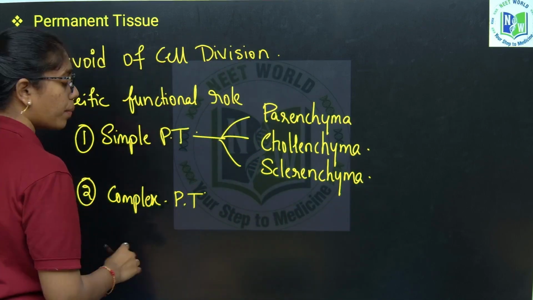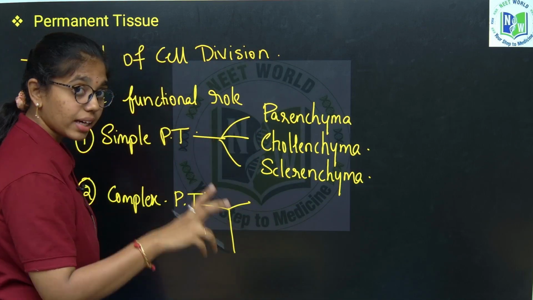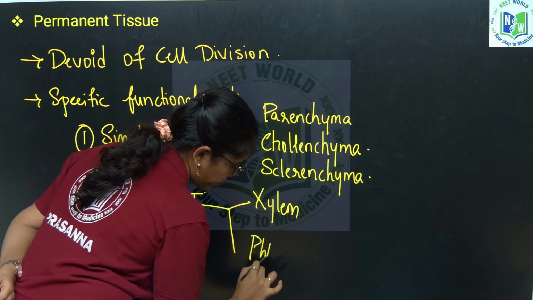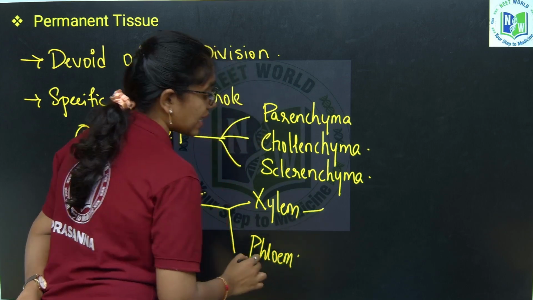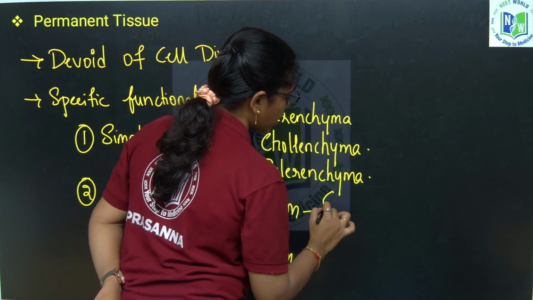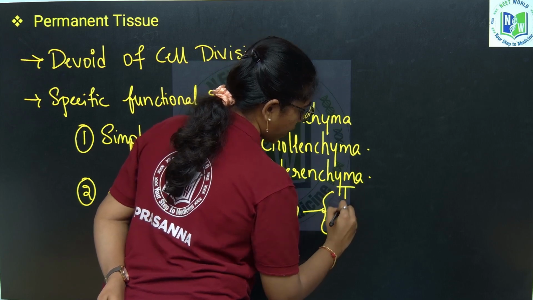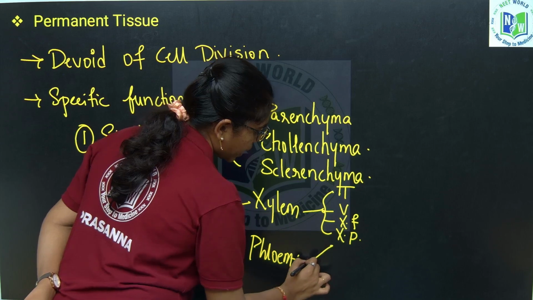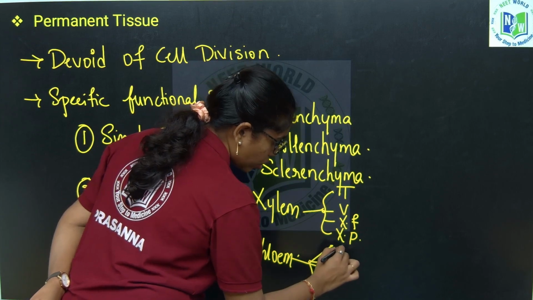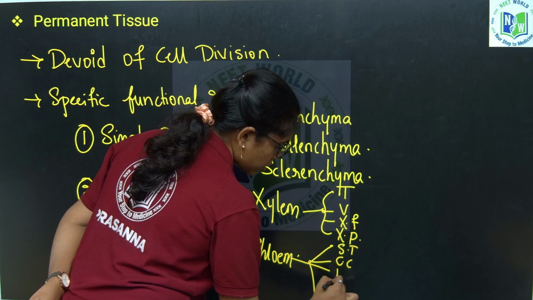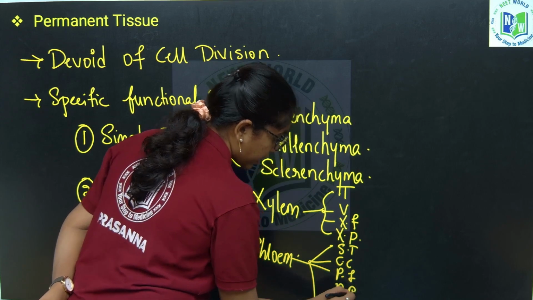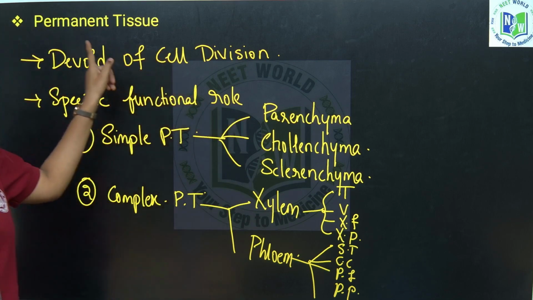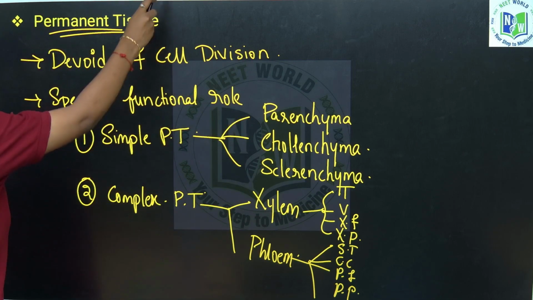And complex permanent tissues are the conducting tissues in the plant. Those are xylem and phloem. In xylem we have four different tissues, which include tracheids, vessels, xylem fibers and xylem parenchyma. Phloem again has four different tissues, which include sieve tubes, companion cells, phloem fibers and phloem parenchyma. These are the tissues which we have to learn under the permanent tissues. Let us learn them one by one.